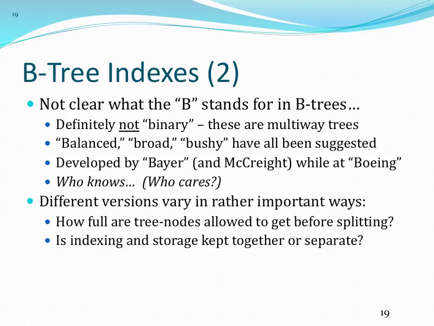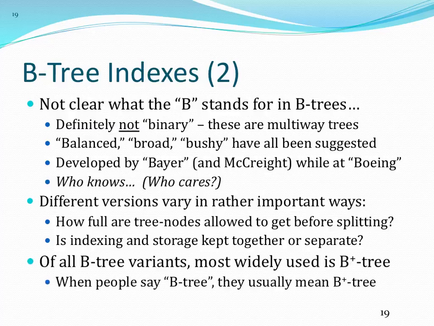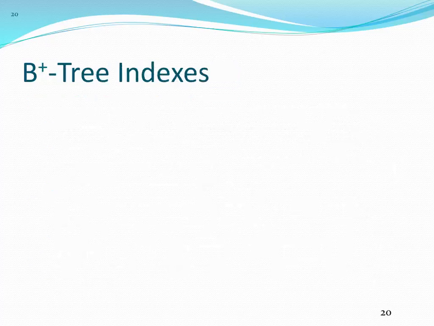And if you're curious, I can point you at books that talk about the variations in a lot of detail. There's some old books from the 70s that actually go through this stuff. Sadly, you don't see a lot of coverage of this material anymore. But the most widely used one is the B plus tree. Anytime I say B tree, I usually mean B plus tree. If you're talking in an interview with somebody about database systems and they say B trees, they probably mean B plus trees. And certainly in a lot of literature, they also mean B plus trees.